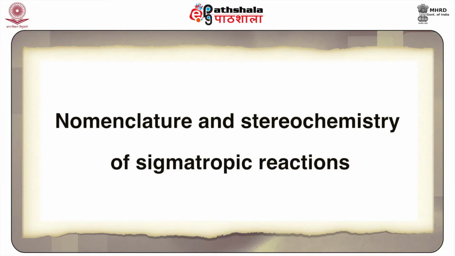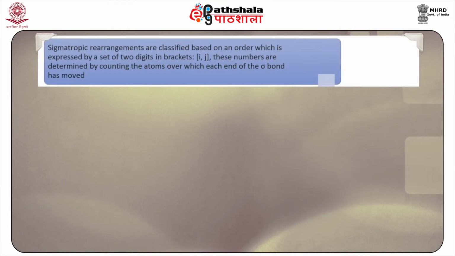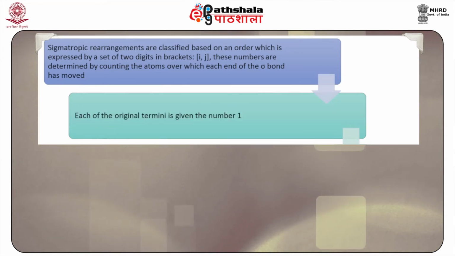Now let us talk about nomenclature and stereochemistry of sigmatropic reactions. Sigmatropic rearrangements are classified based on an order which is expressed by a set of 2 digits in brackets, as i and j in square brackets. These numbers are determined by counting the atoms over which each end of the sigma bond has moved. Each of the original termini is given the number 1.